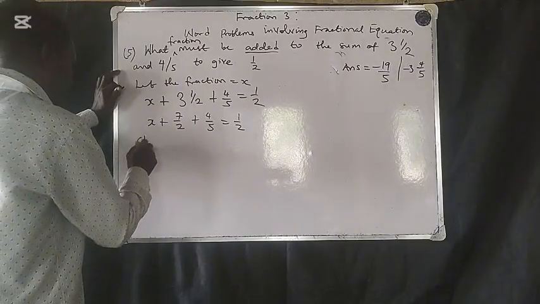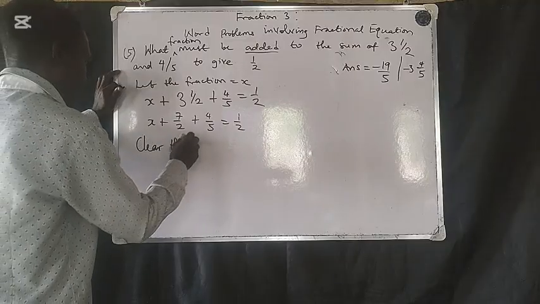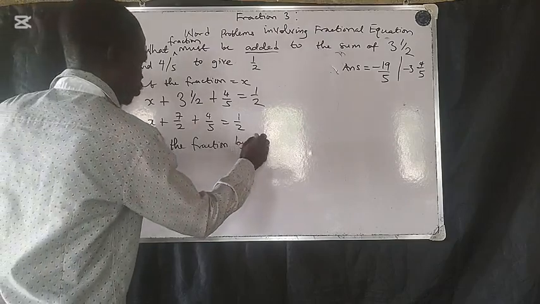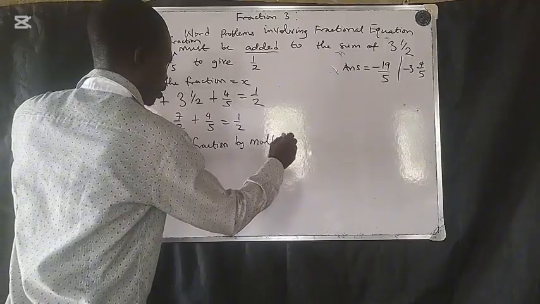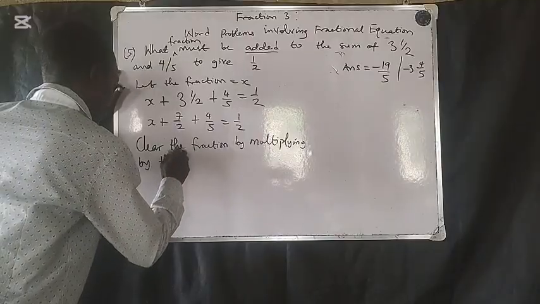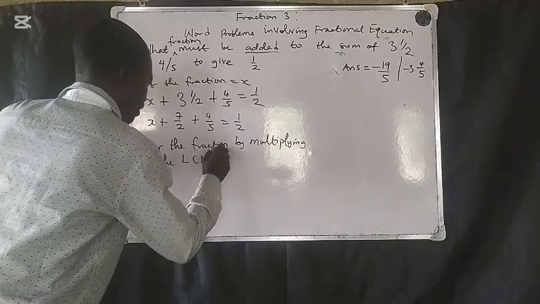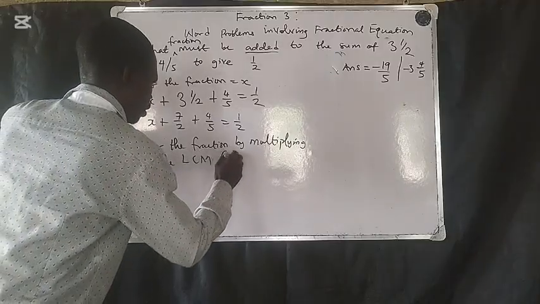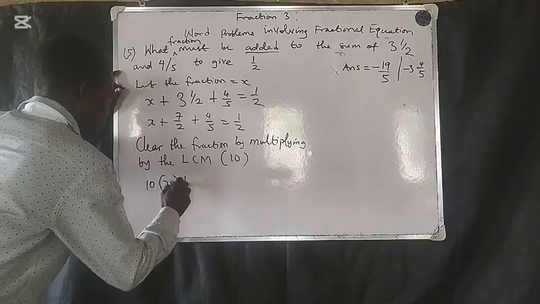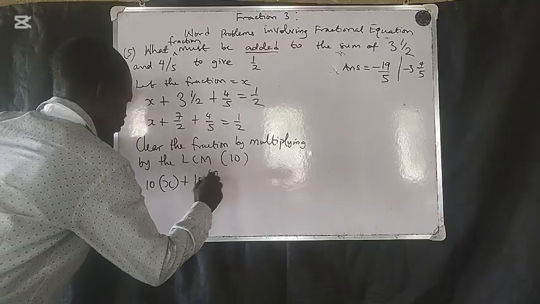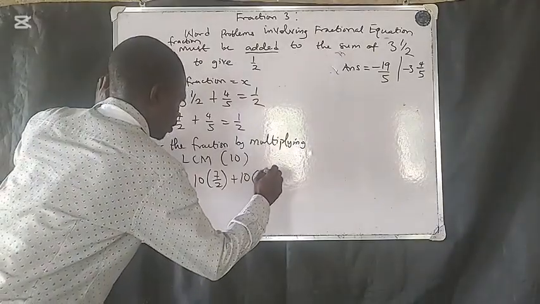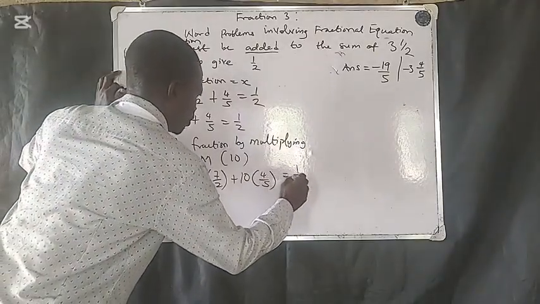So let's write: clear the fractions by multiplying through by the LCM, which is 10. So we write 10 multiplied by x plus 10 multiplied by 7 over 2 plus 10 multiplied by 4 over 5 equals 1 over 2.